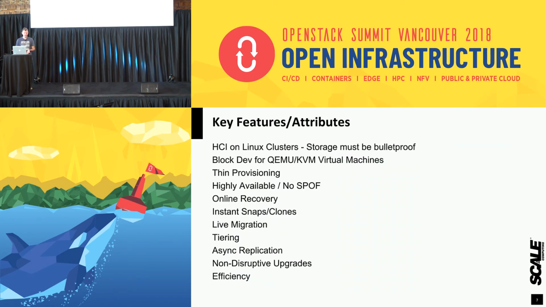So, key features and attributes of Scribe, and honestly, most of these are table stakes for a software-defined storage solution. We're targeting the QEMU KVM virtual machines. We've done a lot of optimizations around that. Thin provisioning, obviously important in a virtual environment. You want to be able to over-provision your storage if you want to. If you say have a 2 terabyte virtual volume that maybe only is using 10 or 100 gigabytes of physical space, thin provisioning is important for that.